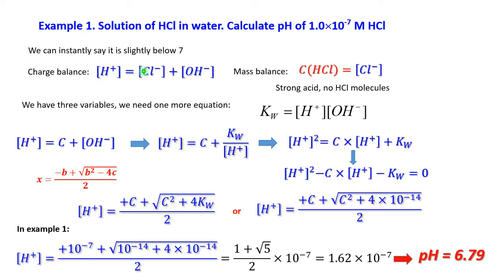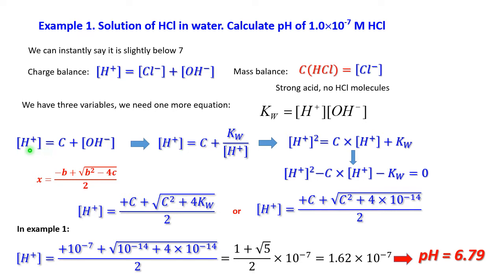So the charge balance equation is: concentration of positive ion equal to negative, which are Cl- and OH-. Now, the total concentration of chloride is equal to the total concentration of HCl. Why? Because it's a strong acid. No HCl molecules present. So we have two equations. We need one more, and this would be the ionic product of water. H+ multiplied by OH- is a constant, and we know this constant.